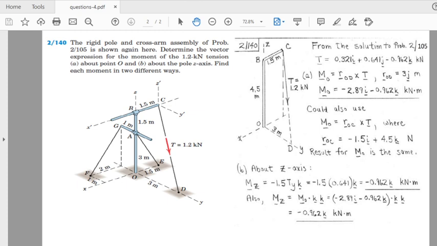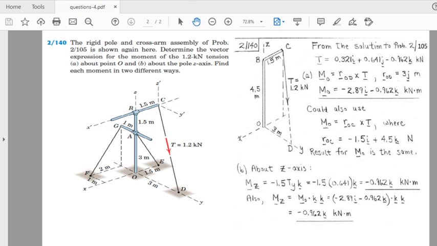So we just take the dot product of MO with the unit vector along the pole axis, which is z. The unit vector in that direction is k. So we just take the dot product with k, and that gives us 0.962 kilonewton meter, which is the moment about the pole axis.